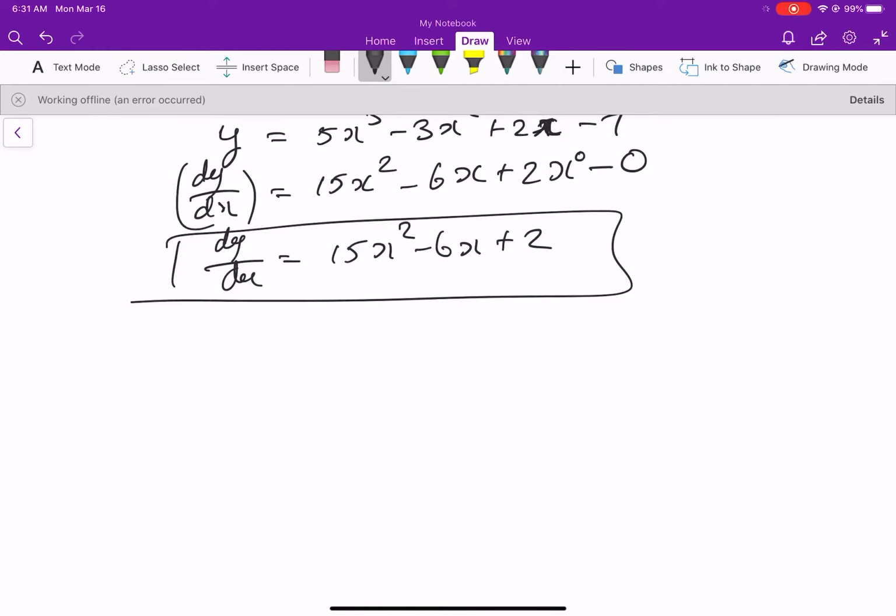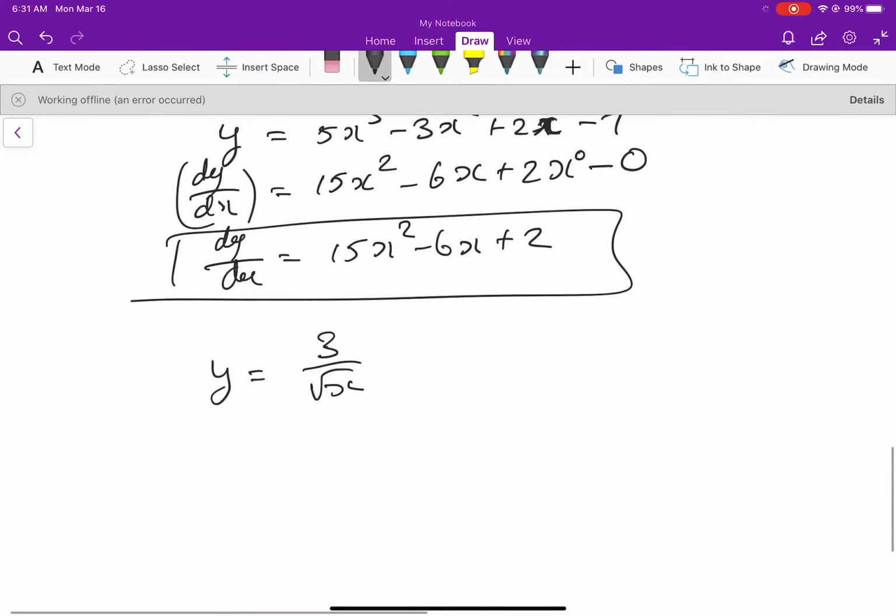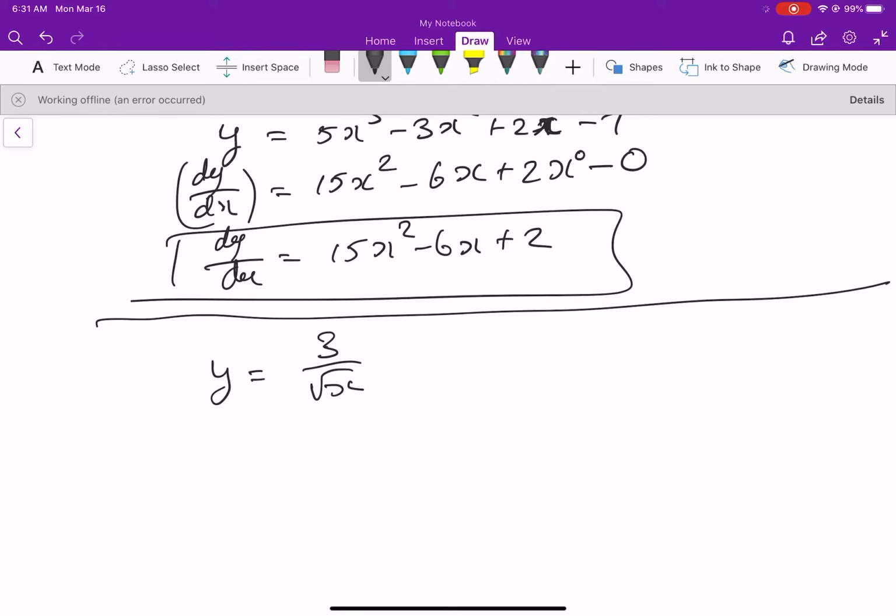For example, if I wanted to differentiate y is equal to 3 divided by root x. Well, that doesn't quite look like a polynomial, and what's all this square root business? Well, we certainly know our laws of indices. We can rewrite that function in the form y equals a x to the n. Yes, we can. If you first of all get rid of the square root by rewriting it as 3 upon x to the power of a half, and then throwing the denominator up into the numerator.